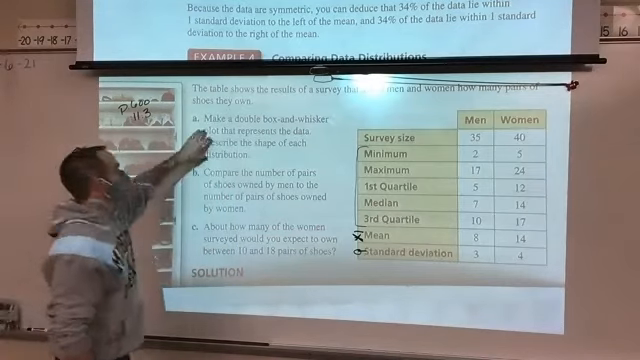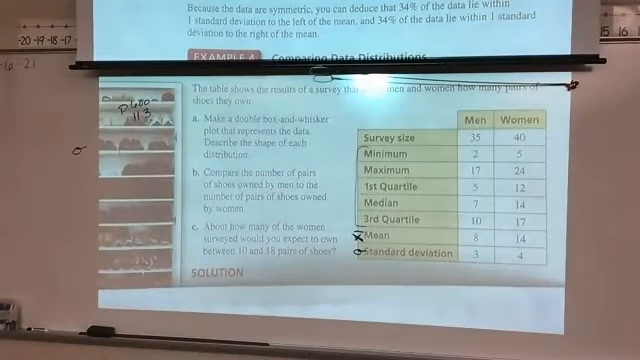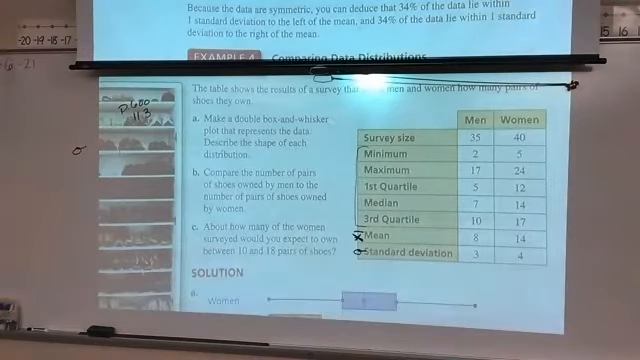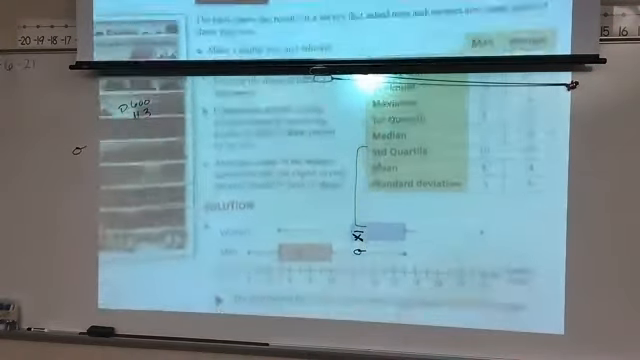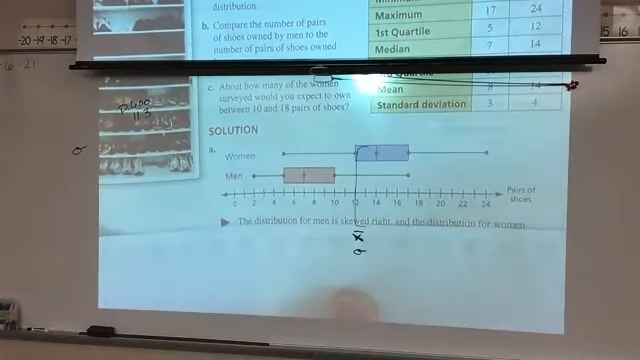First one says make a double box and whisker. That's already going to be provided for you. You're just gonna have to describe the shape. Okay, they have that here. We can describe the shape. That's what we've done already with 11.2. Right? Tell the person next to you, how would you describe the shape for the women and the men?